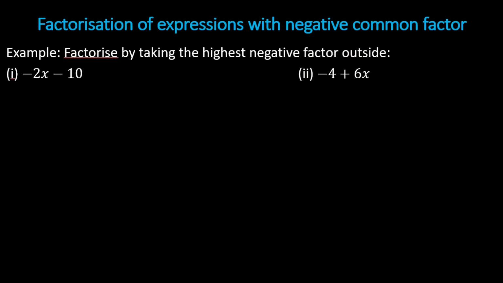Right? So we start with factorization of expressions with negative common factor. The first example, the question says factorize by taking the highest negative factor outside. First part, we have negative 2x minus 10. How do we attempt this type of question? Let us see.